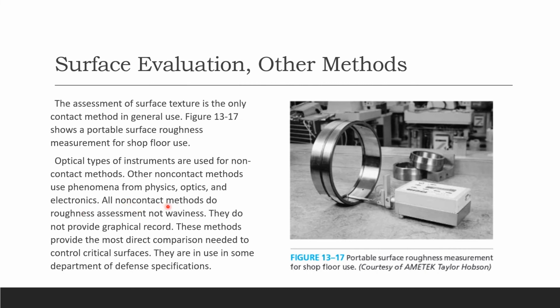All non-contact methods do roughness assessment, not waviness, so they do not provide a graphical record. These methods provide the most direct comparison needed to control critical surfaces, so they are in use in some departments of defense specifications. Okay? So again, for surface evaluation, we have a contact and a non-contact method. Try to pay attention to which ones are contact and which ones are non-contact. If I say the optic type, then you should know that's a non-contact method.